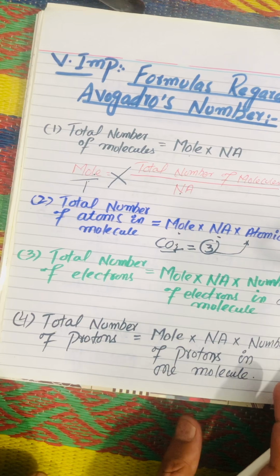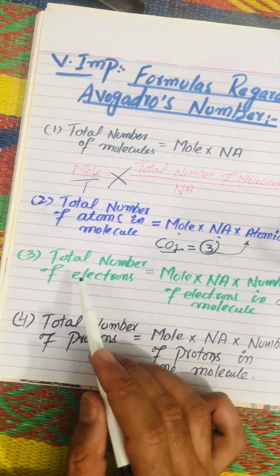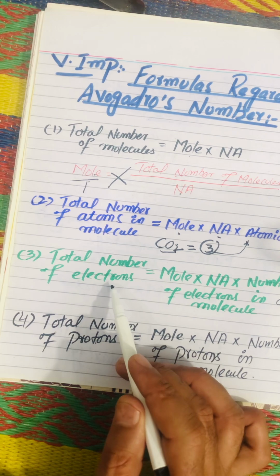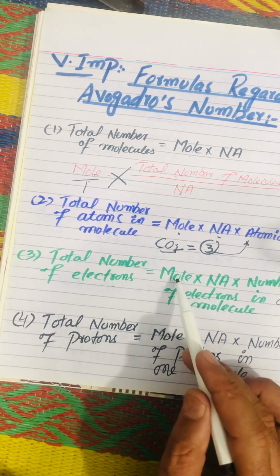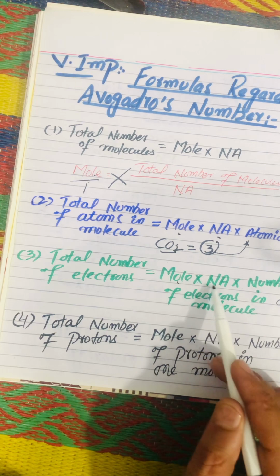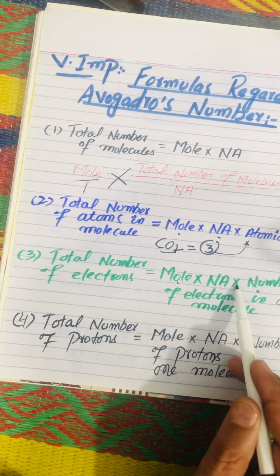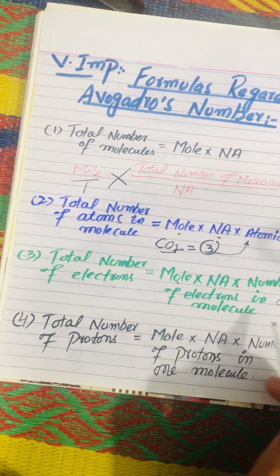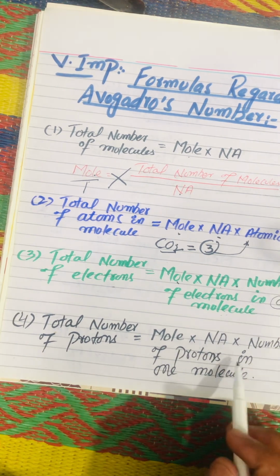Similarly, students, formula number 3, for calculating total number of electrons in a molecule, will be equal to number of moles, or simply mole, multiplied by Avogadro number multiplied by number of electrons in one molecule. Molecule means in one molecule.